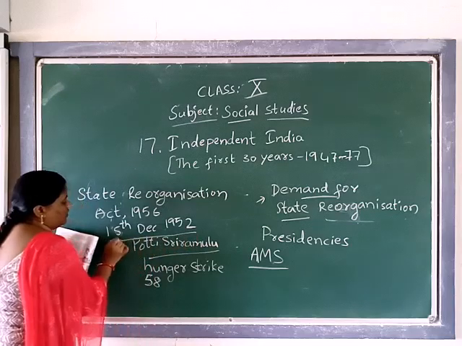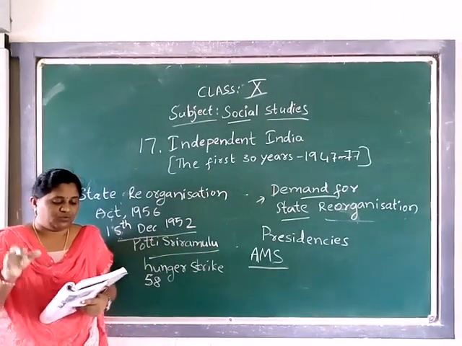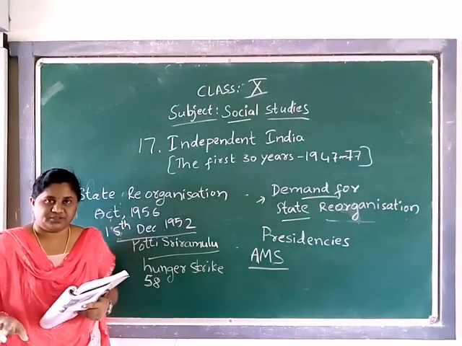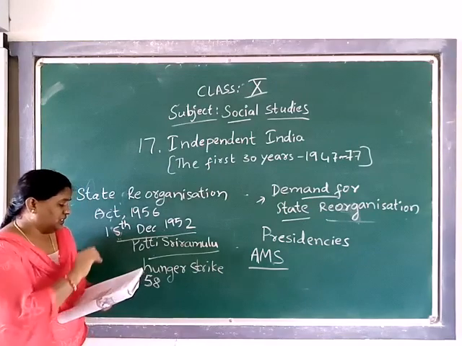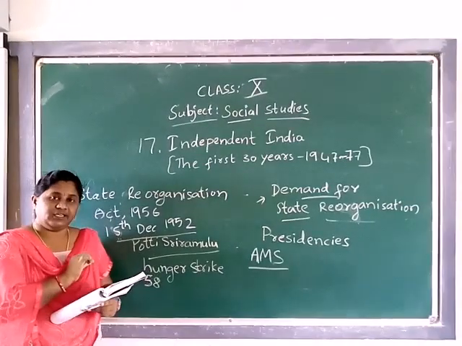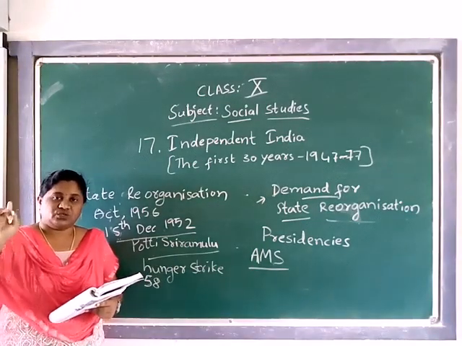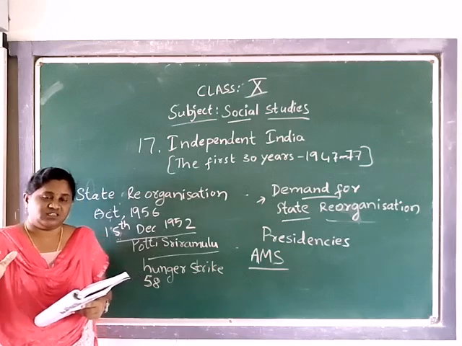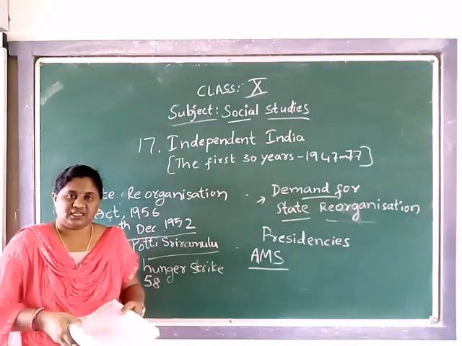He died on this day. So Potti Sriramulu's death was the turning point. He started the hunger strike, fasted 58 days, and died on 15th December 1952. So that changed things; it took another turning. Okay, the turning, I'll continue in the next.